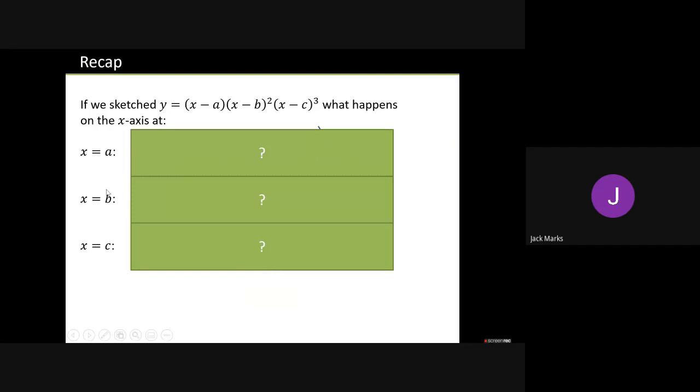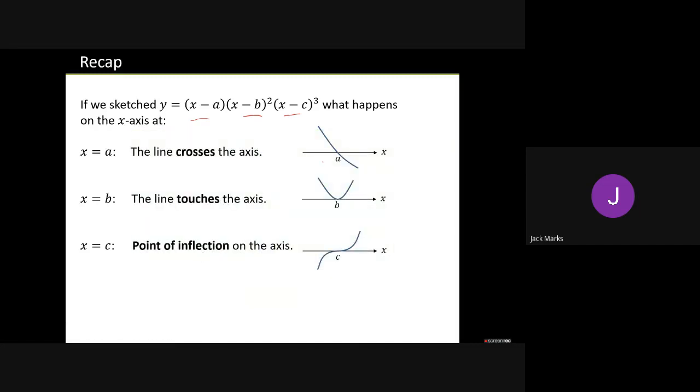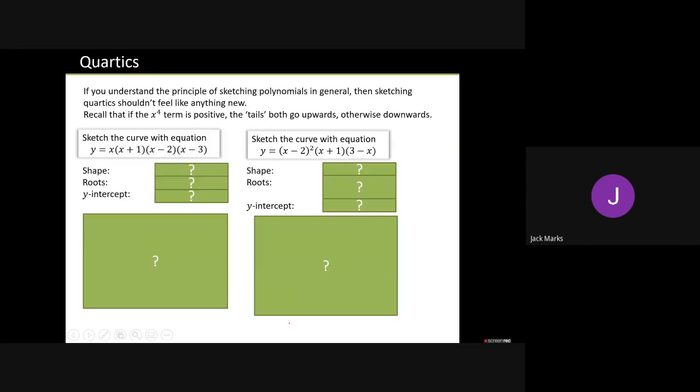So to sum up then, we have ordinary roots, repeated roots, and roots that give us points of inflection. So straight over, going over but coming back, going over but coming back, but going over. And the next section then is on quartics. So this idea is very, very similar to before. You multiply all of your x's to find the general shape.